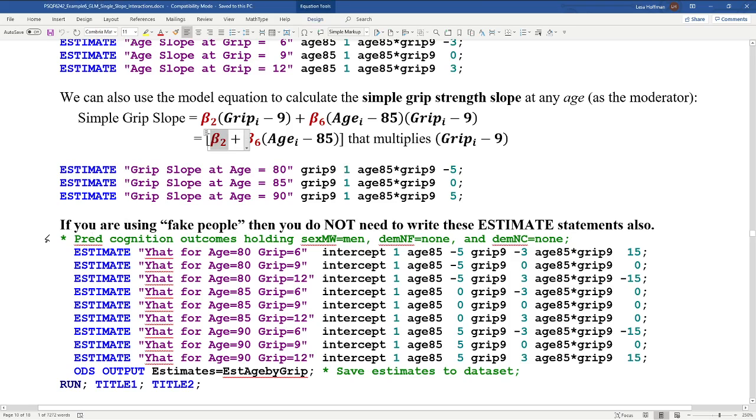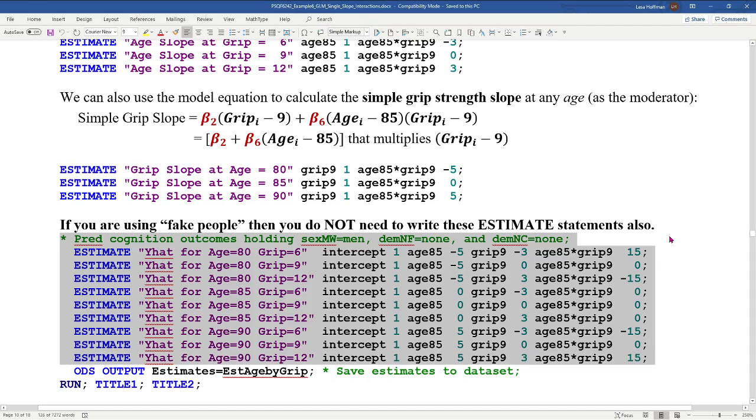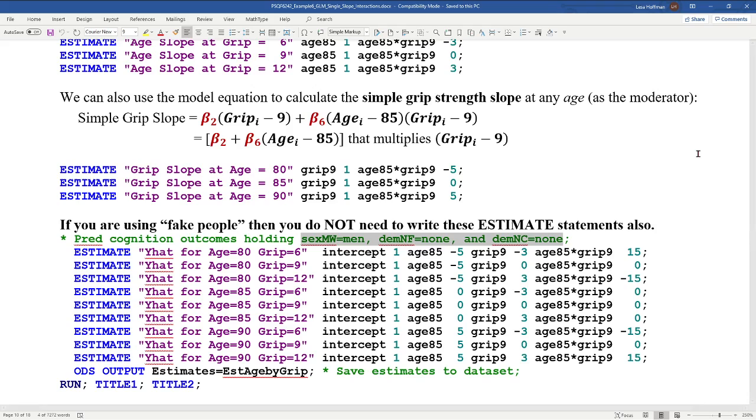And then down here, I am creating predicted outcomes for prototypical low, medium, and high people for age and grip strength. Note that these are what's known as adjusted means because I am holding constant the variables that do not have interactions in this model, gender and dementia. The next example, 7, will show you how we would fit interactions with those.